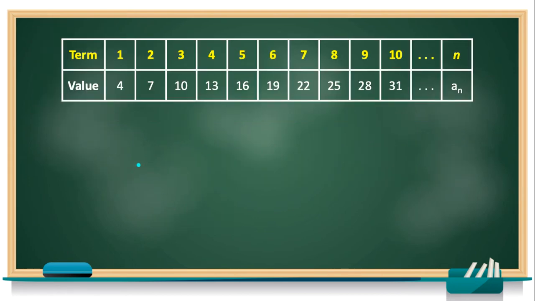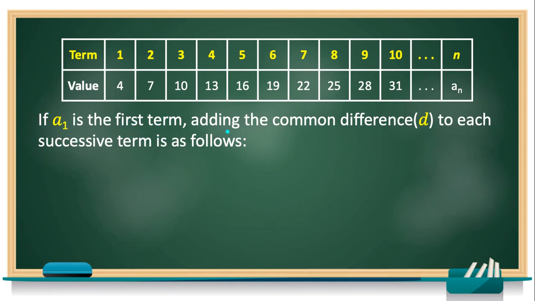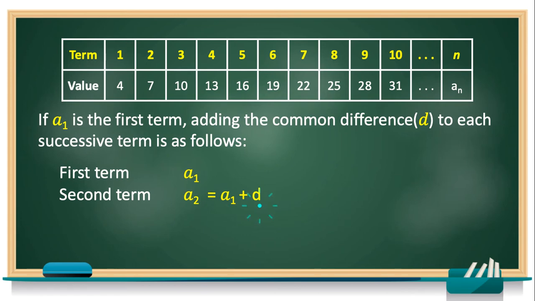So we say a sub 1 is the first term, adding the common difference, which is d, to each successive term is as follows. The first term is indicated as a sub 1. Then the second term will be written a sub 2. And in a sub 2, we have a sub 1 added by d, which is again our common difference. So when we look at the table, a sub 1 is equal to 4. Then what number did we add to arrive at the value of 7? That is 3, which is our common difference.